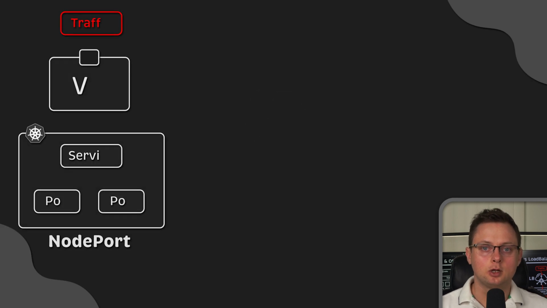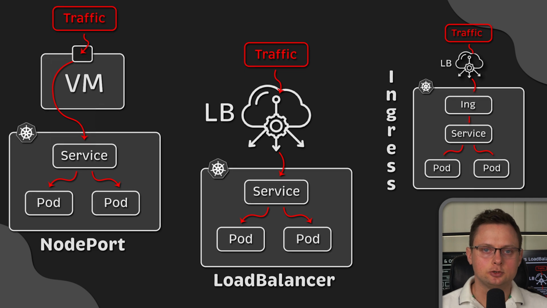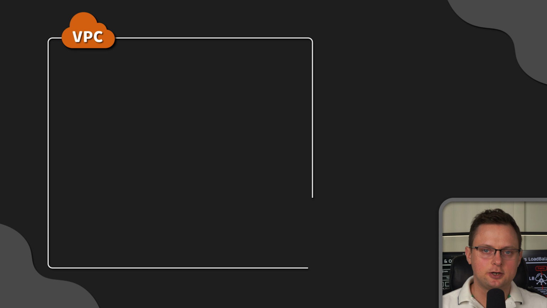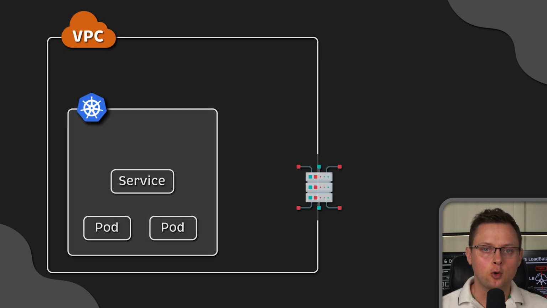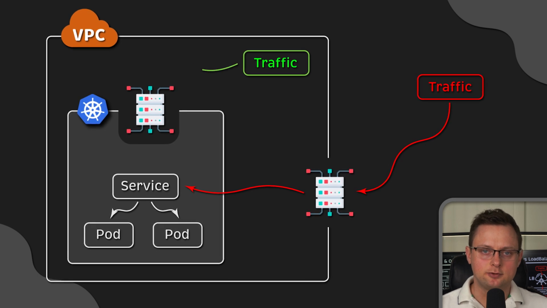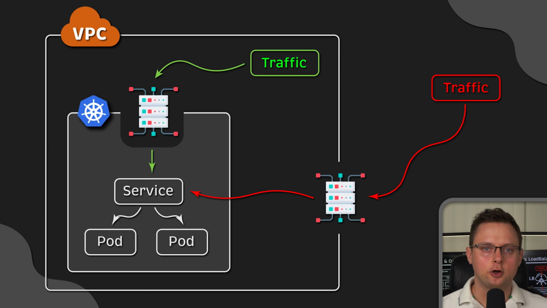Kubernetes NodePort, LoadBalancer, and Ingress. These are all different ways to route traffic to your services inside the Kubernetes cluster. You can make your service available on the internet for everyone, or you can choose to only allow access to your services within your private network. You can use any of these strategies for either option.